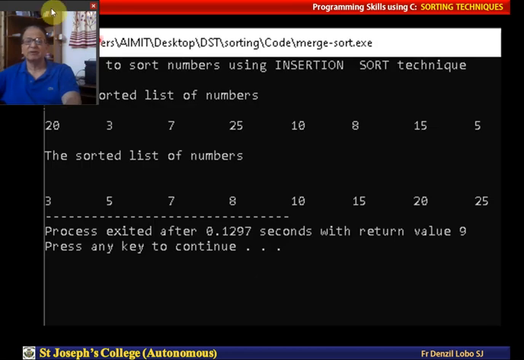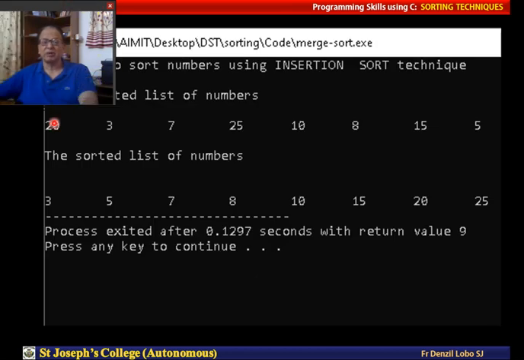So as you see here, we have got the unsorted list here. So I call that merge sort, and it has arranged these numbers in ascending order using the merge sort technique.